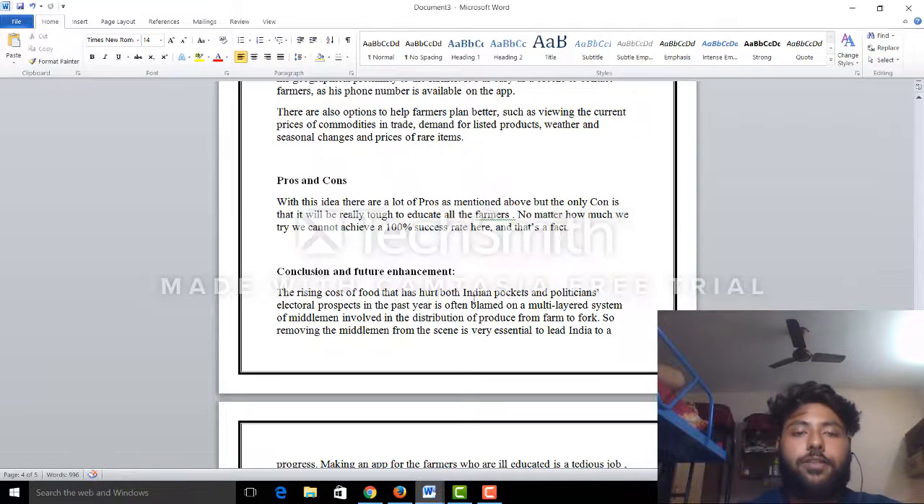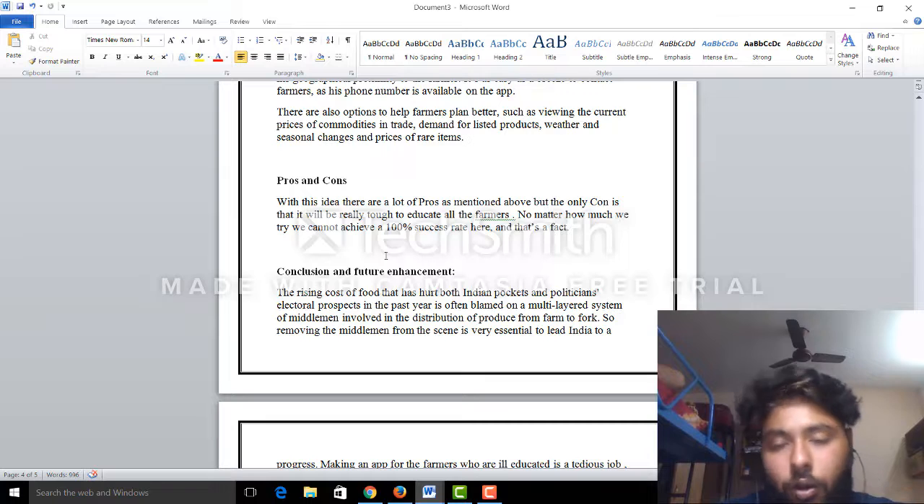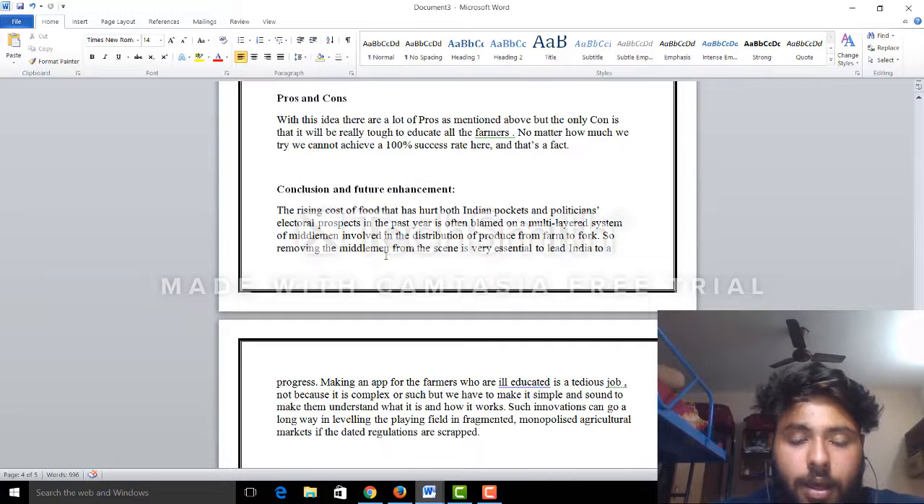So what are the pros and cons of this idea? With this idea, a lot of pros are mentioned above, but the only con is that it will be really tough to educate all the farmers. No matter how much we try, we cannot achieve a 100% success rate here, and that's a fact.